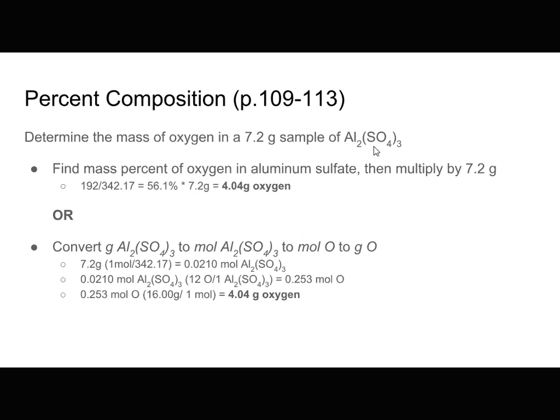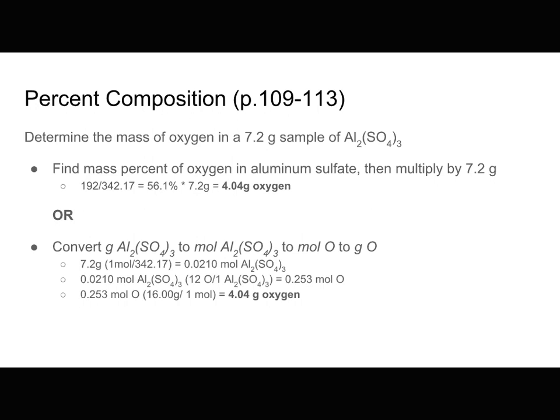That tells me that in this aluminum sulfate compound, 56.1% of it is oxygen. If then the question says, I have a 7.2 gram sample, how many grams of that is oxygen? I take my percent, I make it back into a decimal version, however, and multiply it by 7.2 grams to get my final answer of 4.04 grams. Perhaps with the 2 sig digs here, I should have called it 4.0 grams of oxygen instead.